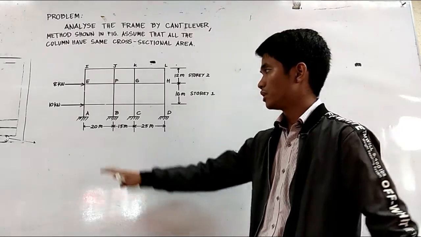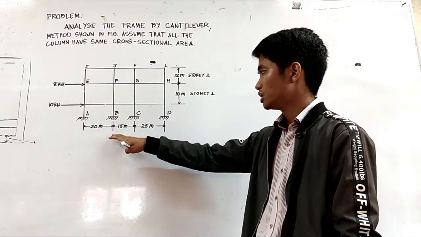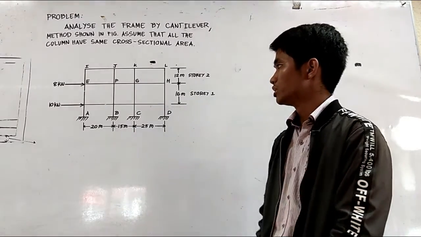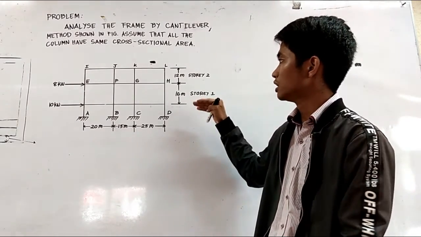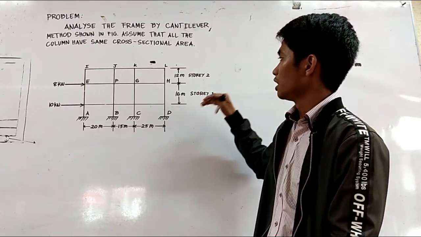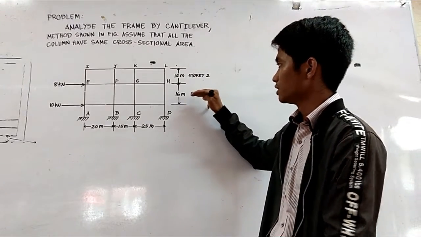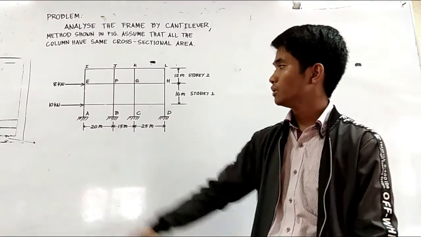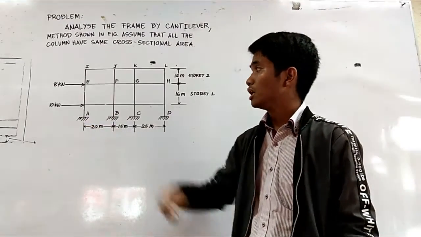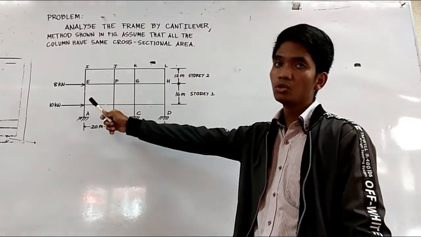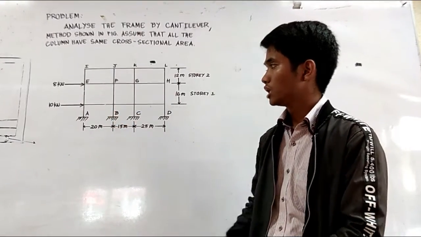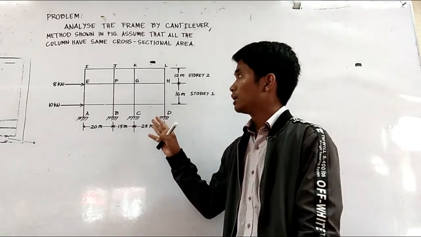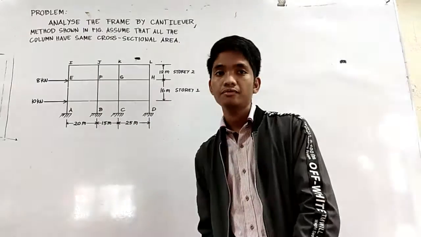The distance from A to B is 20 meters, 15 meters from B to C, and 25 meters from C to D. The story heights are 16 meters for the first floor and 12 meters for the second. On the left and right sides we have lateral loads of 8 kilonewtons and 10 kilonewtons.